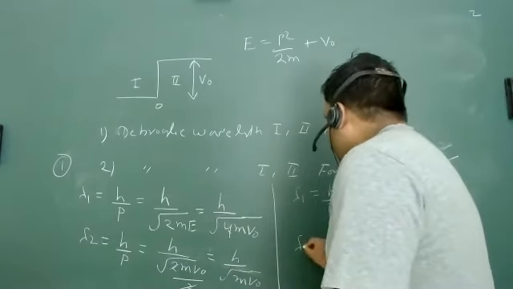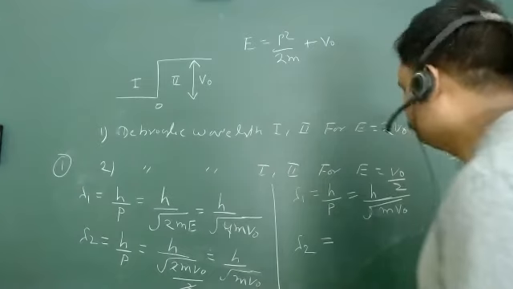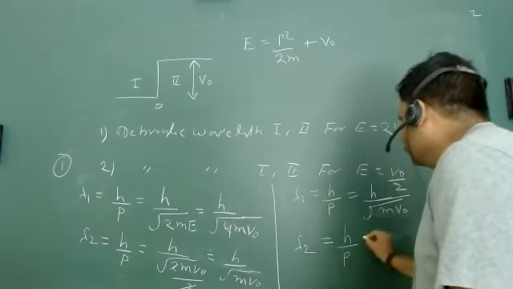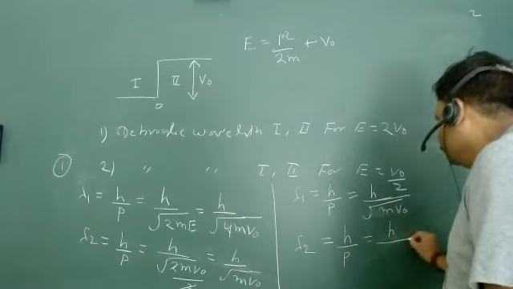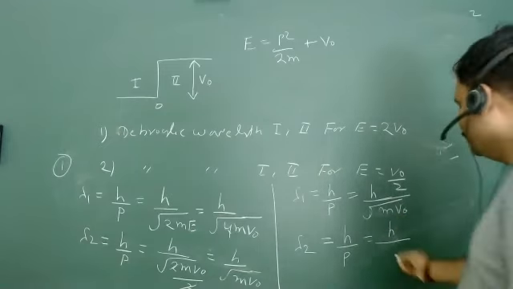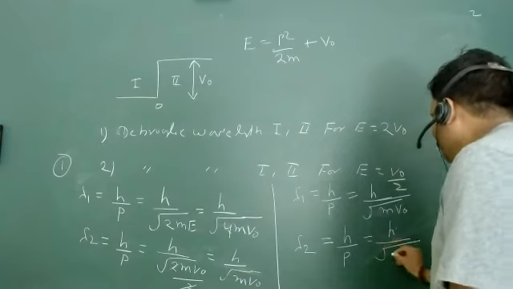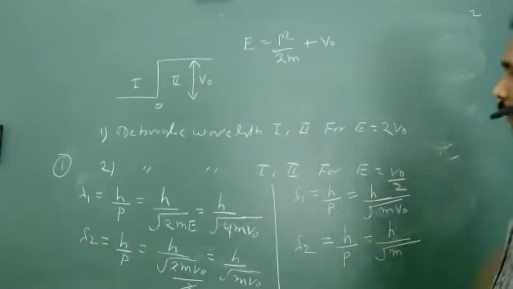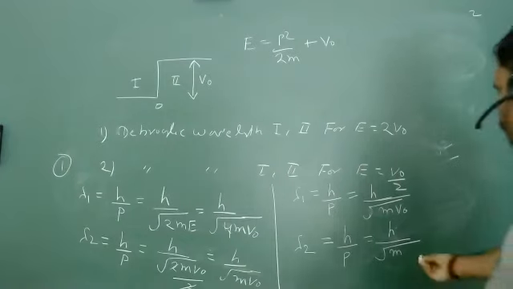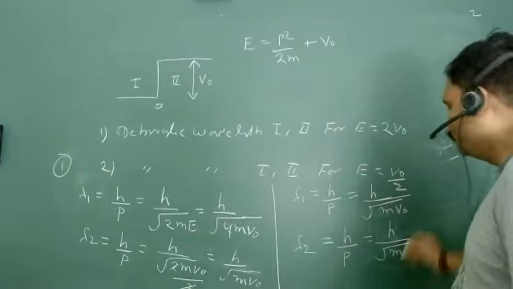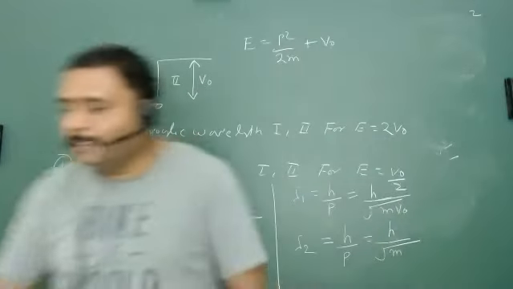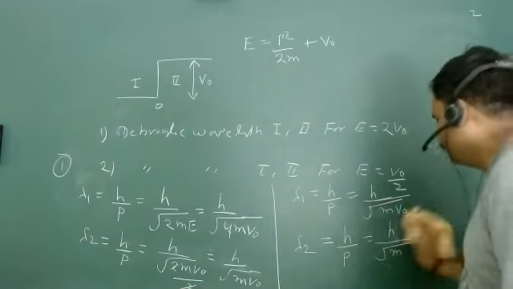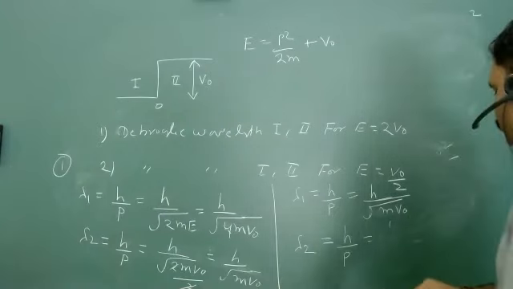Now, what will be lambda 2? Sir, imaginary. That is imaginary. So you can just write M V0 minus E. What can you write? This will be negative, so this does not work. So you can find lambda is imaginary. I'm not calculating it, but this will be imaginary.